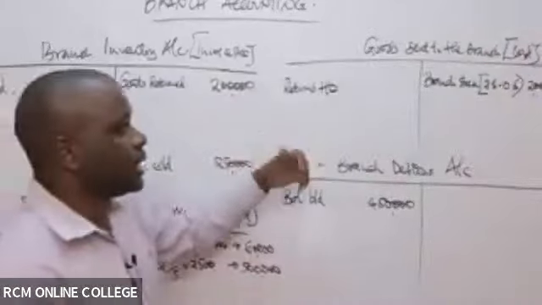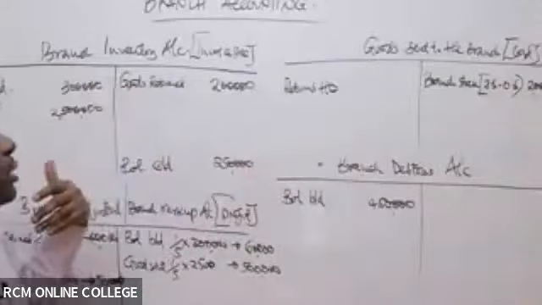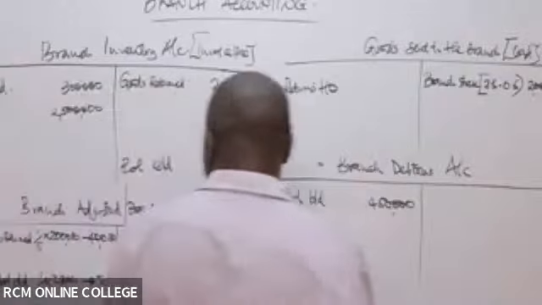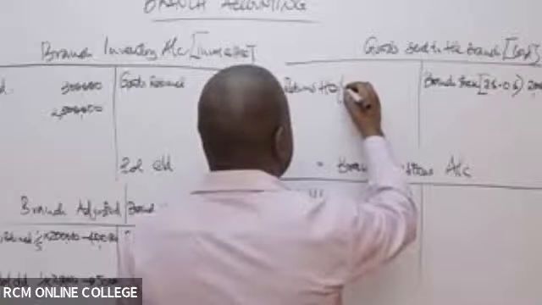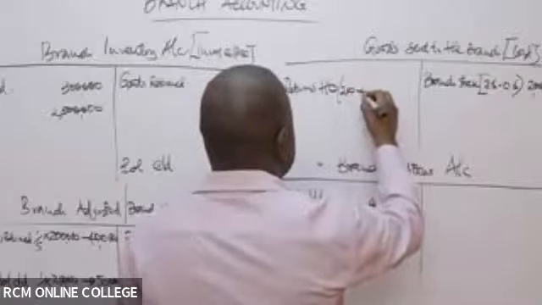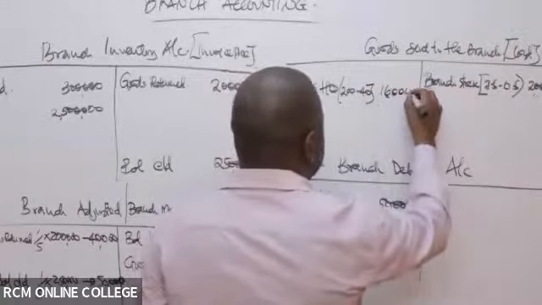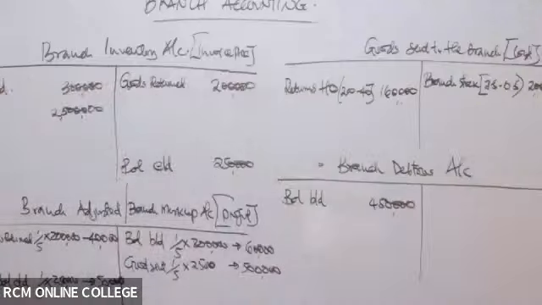The goods that had been sent to the branch, that account had been reduced because some of the goods were having to be returned to the head office. So in this case, you take the 200,000, you minus 40, and you'll be able to get 160,000. And of course, you would have completed that entry with those returns.